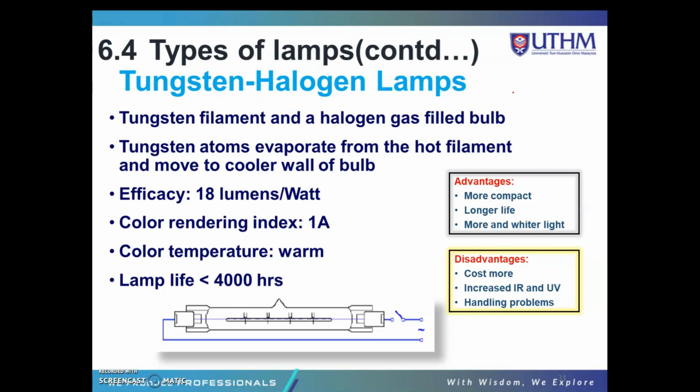The color rendering index is 1A. The color temperature is warm and the lamp life is less than 4,000 hours. So the advantages of these tungsten halogen lamps are that they are more compact, have longer life, and give more and whiter light. While the disadvantages are that they cost more, increase the infrared light and also the UV light, and also have handling problems.